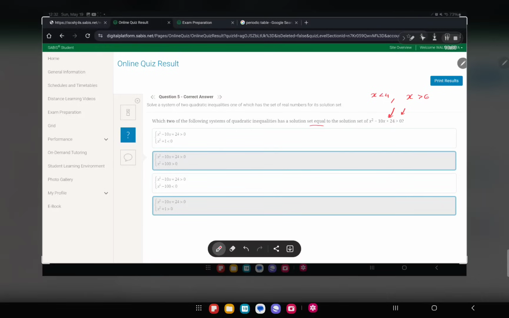It means they intersect. So let's see here. X squared plus 1 less than 0. Does it have a solution? There's no solution, right? Because we said x squared plus 1 is always positive.